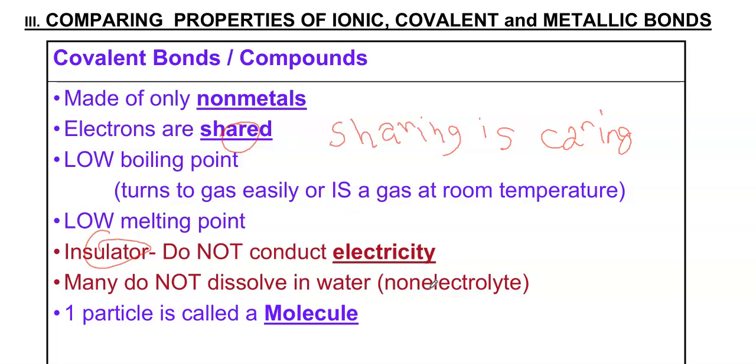And they are always insulators. Ionic bonds conduct when they're in solution, but covalent bonds are always insulators. They do not conduct electricity. And many will not dissolve in water. And unlike ionic, where they were called formula units, these are called molecules.